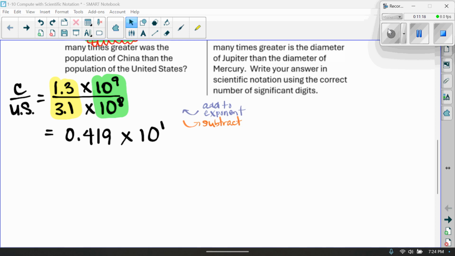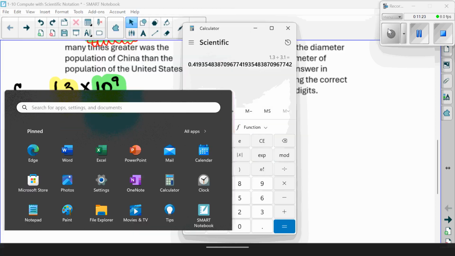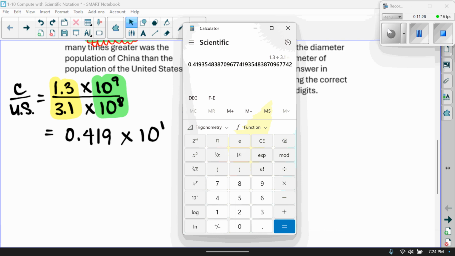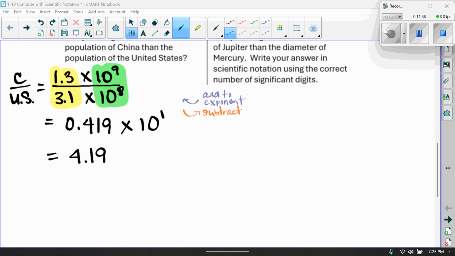Well, guess what? 10 to the first is just 10, right? So if I multiply, and you don't even need a calculator for this, but if you're multiplying 0.419 times 10, that's going to give you 4.19. So this says that China's population is about 4, or 4.2 if we want to round to the nearest 10th, 4.2 times greater than the population of the United States. Let's write that down.